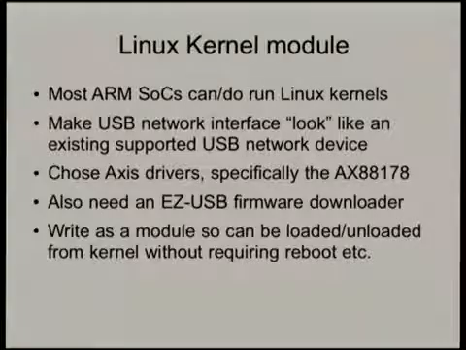So looking at the Linux kernel module, we're using Linux kernels. The trick is to make the USB network interface look like an existing supported USB network device. Not so much so that it actually mistakes it for a different one, but just to use all the same code base. I used the ASIX drivers as the base for my driver, and in particular the AX88178, which is a gigabit USB network interface.